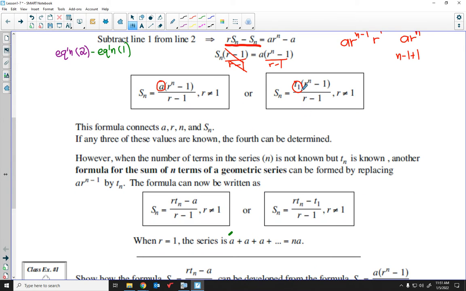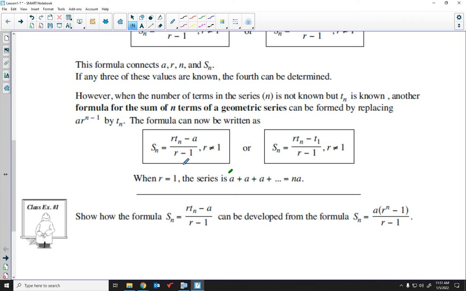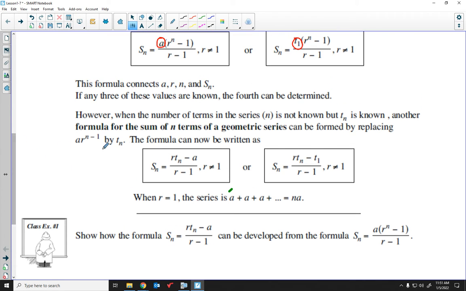These two equations are good if you want to calculate the sum of a geometric series and you know the value of the first term, you know the common ratio, and you know the number of terms that are actually in the sequence. There could be a situation, though, where you do not know the number of terms that are actually in the sequence, but you might know what the last term is, what T of n is. So I'll say last term known.